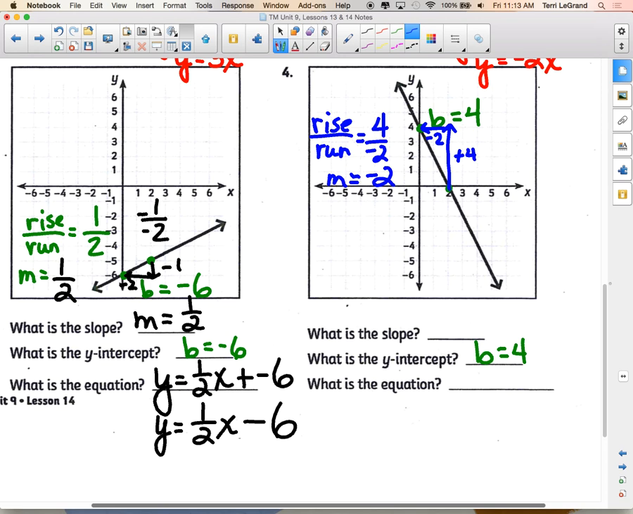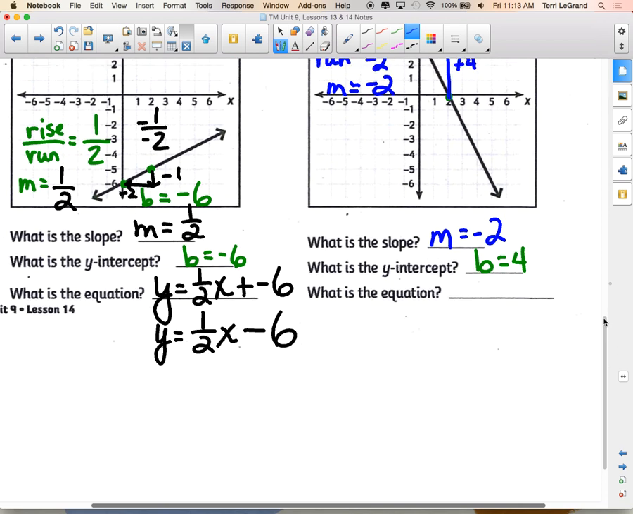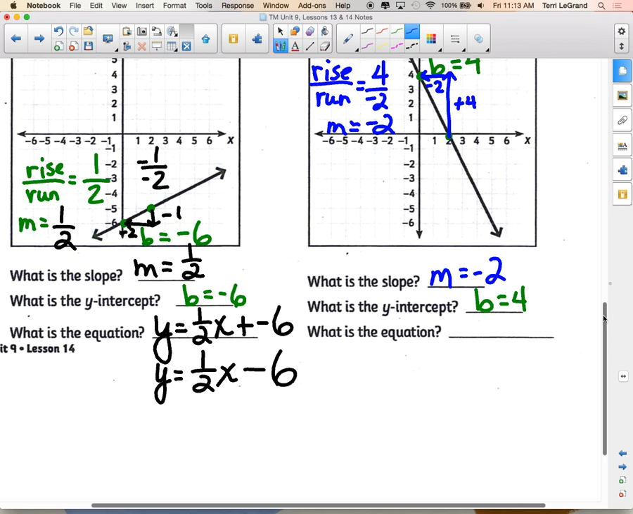And I'm feeling pretty proud of myself because that line is falling. It's going down from left to right. So I'm kind of proud of myself that I got a negative slope. Okay, and now I'm going to write my equation. So are you. Y equals, help me class. Negative 2x plus 4. Okay.